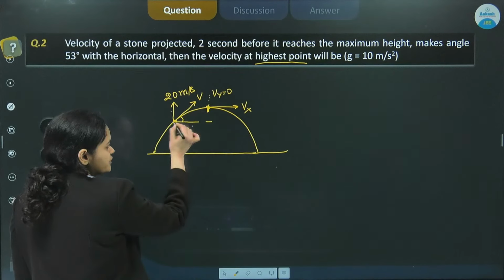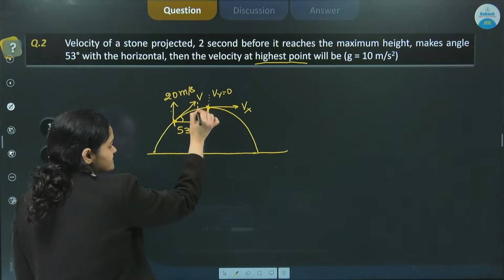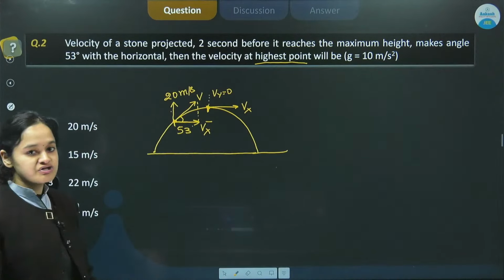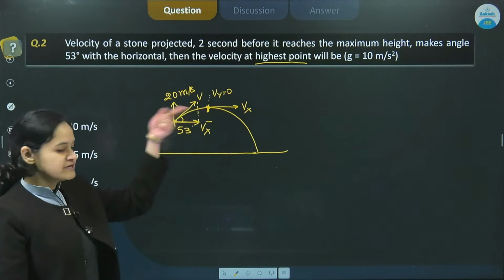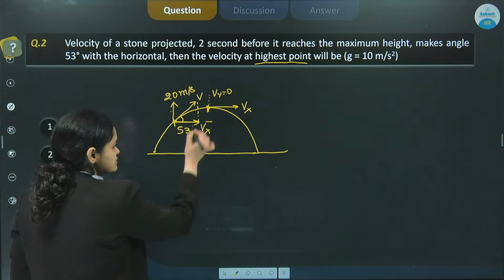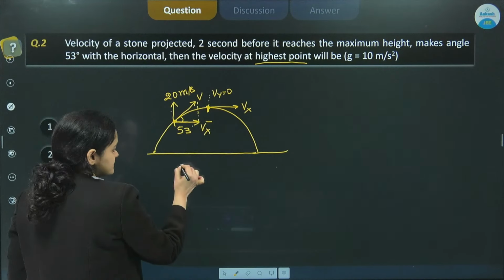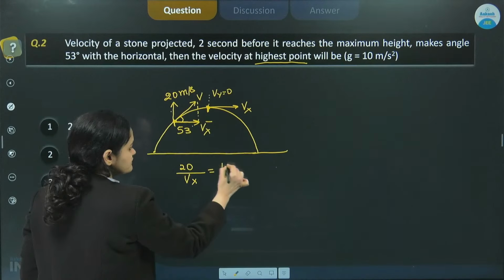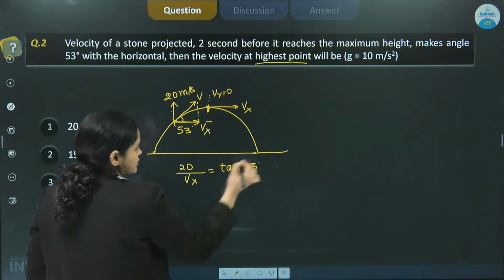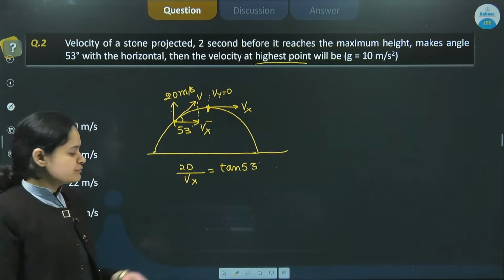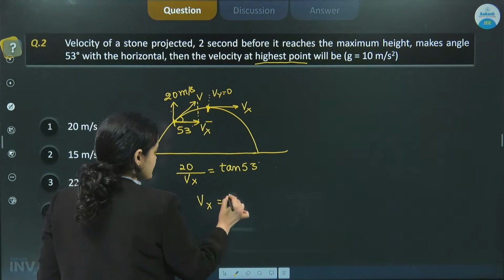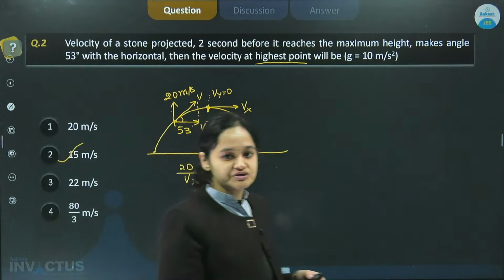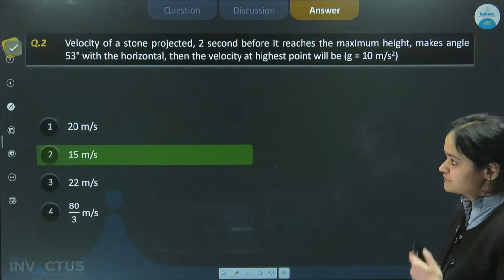Now if I look at this triangle over here, if I just extend this part, I can write the horizontal component. This horizontal component will not change at all, because there is no acceleration along the x-axis. So I can write the vertical component, that is 20 meter per second, upon the horizontal component vx, is going to give you tan 53. We already know the value of tan 53, 4 by 3. So this gives you the value of Vx as 15 meter per second. That means for question 2, the answer is going to be 15 meter per second.